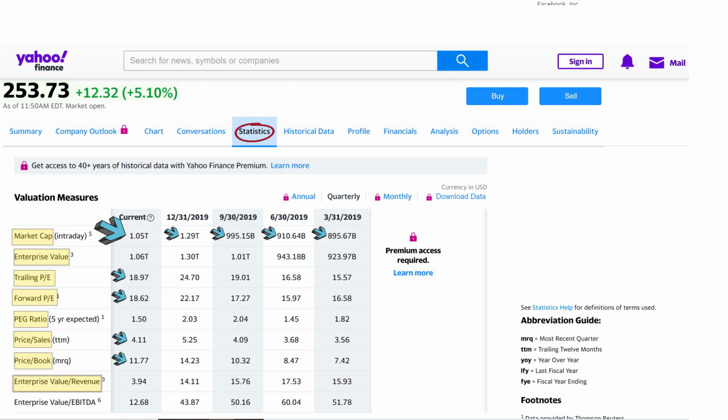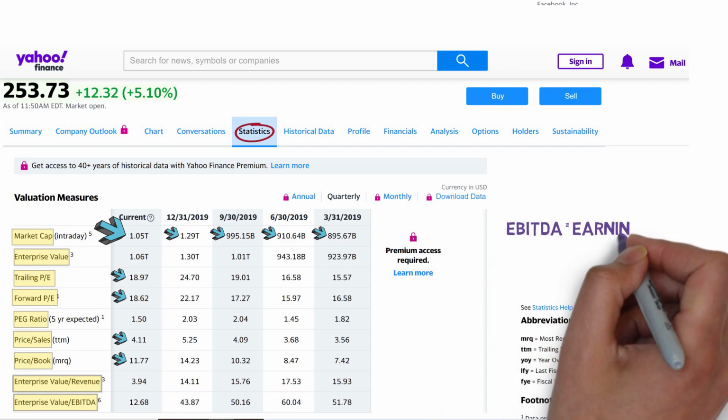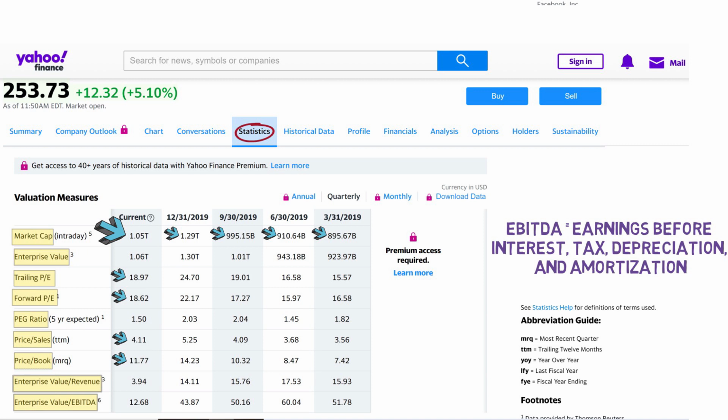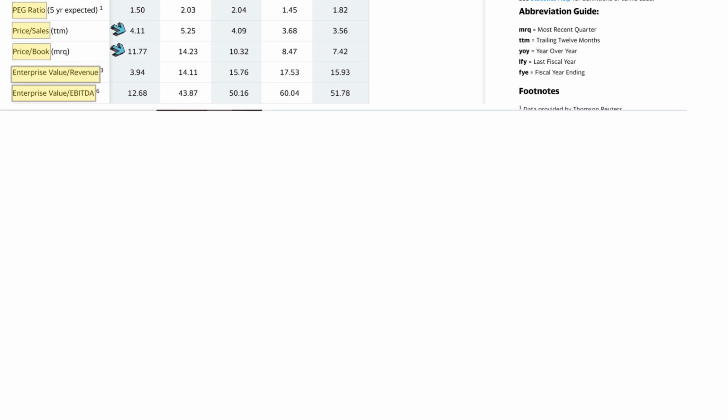Next, we have enterprise value divided by company revenue and the enterprise value divided by EBITDA. EBITDA will also be covered in a later video, but it stands for earnings before interest, tax, depreciation, and amortization. Much like the rest of the metrics in this section, both of these last two ratios are used to value a company. Subscribe to this channel for future videos on both of those valuation measures.